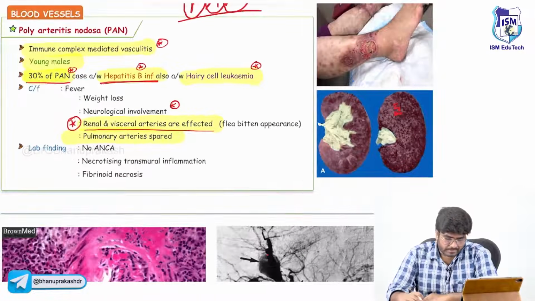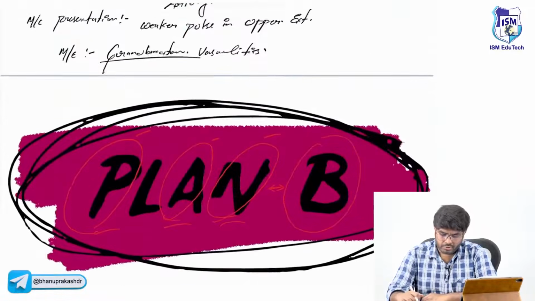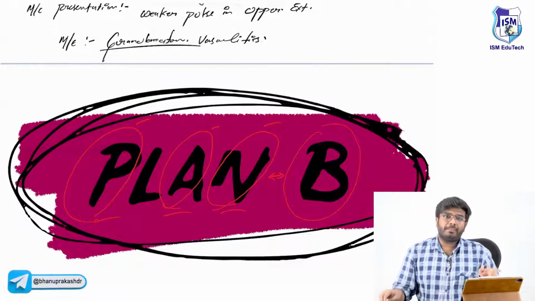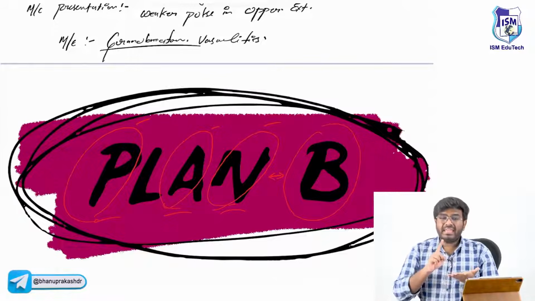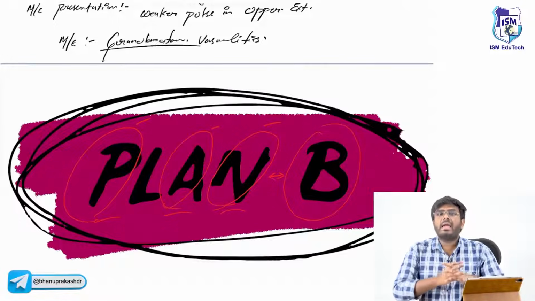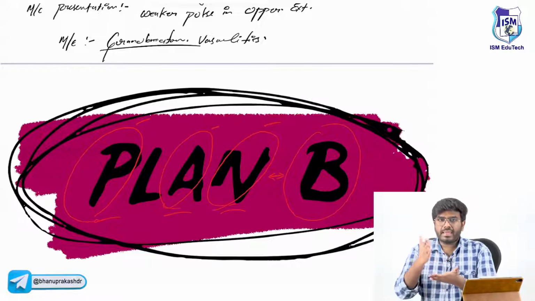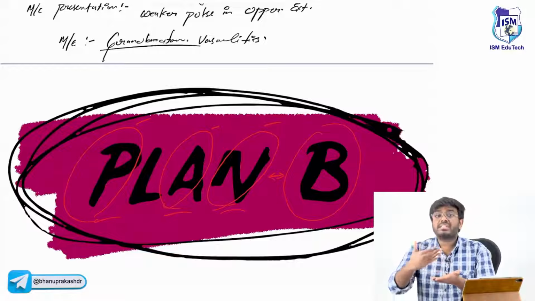So tell me, what are the important points? How should you remember polyarteritis nodosa? The mnemonic which I gave you is Plan B. PLAN: polyarteritis nodosa associated with hepatitis B, and also associated with hairy cell leukemia. And PAN: just remember it as pulmonary artery not involved. All blood vessels are involved, but pulmonary arteries are not involved.